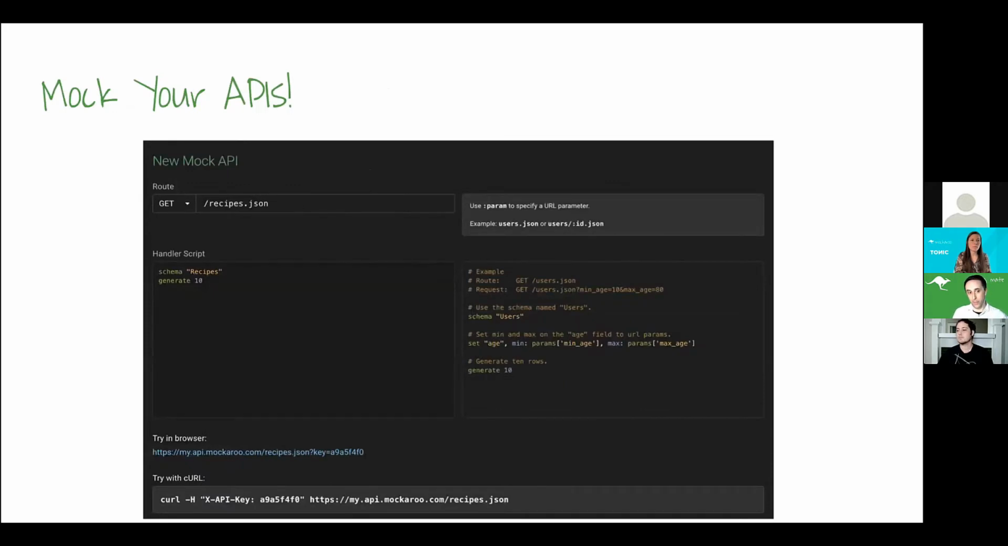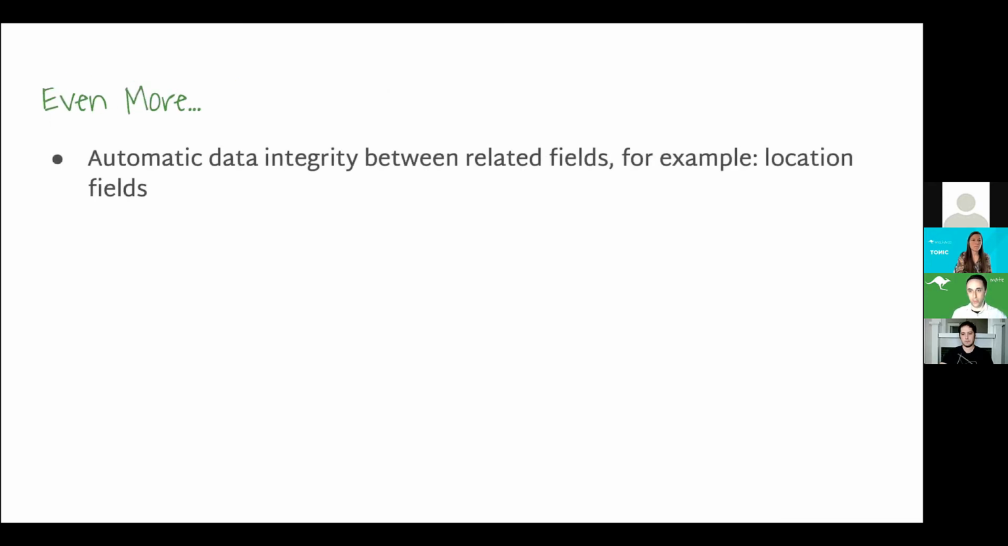So after you've created your schemas, if you want to put an API in front of that schema to, let's say, drive data towards the front end that you're designing, you can do that as well. So here's an example where I've created a recipes schema, and now I have a URL /recipes.json that'll return 10 randomly generated recipes from that schema. And there's quite a bit more as well.